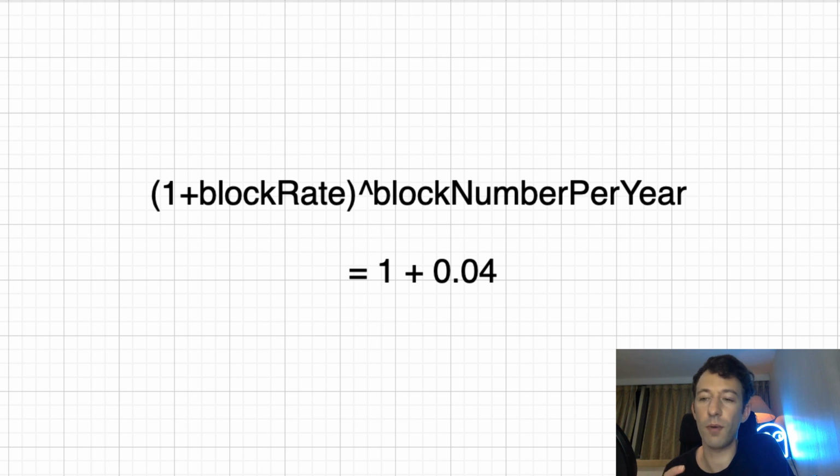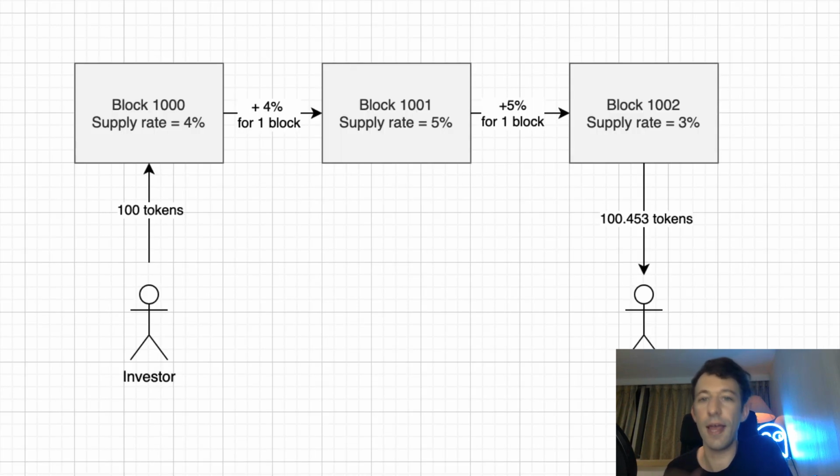But for just one block, you get the figure that, if multiplied by the number of blocks in a year, in the end results in a 4% gain. Then for the next block, the supply rate will change because it always depends on market conditions. It's recalculated for every block.